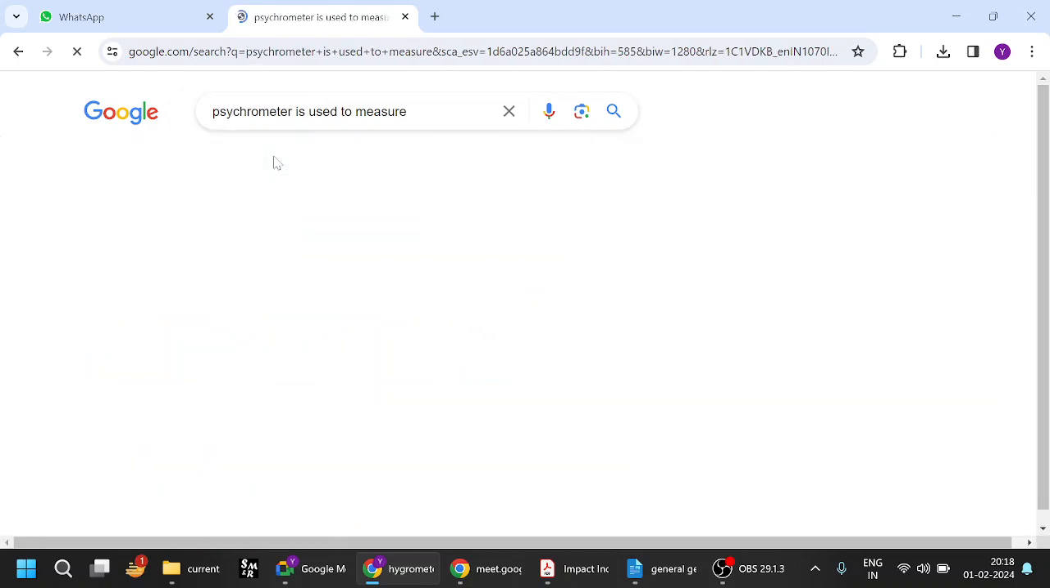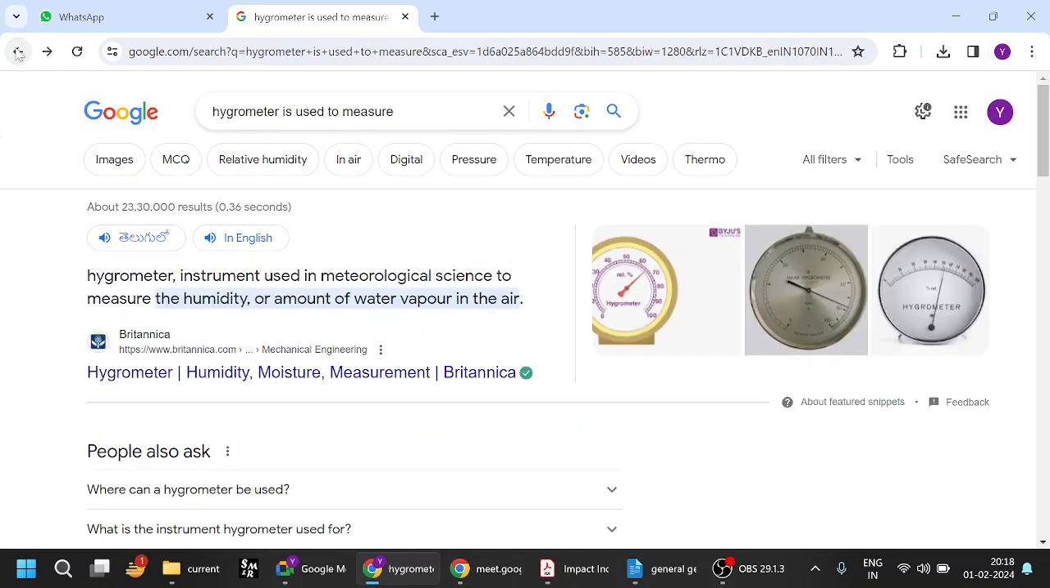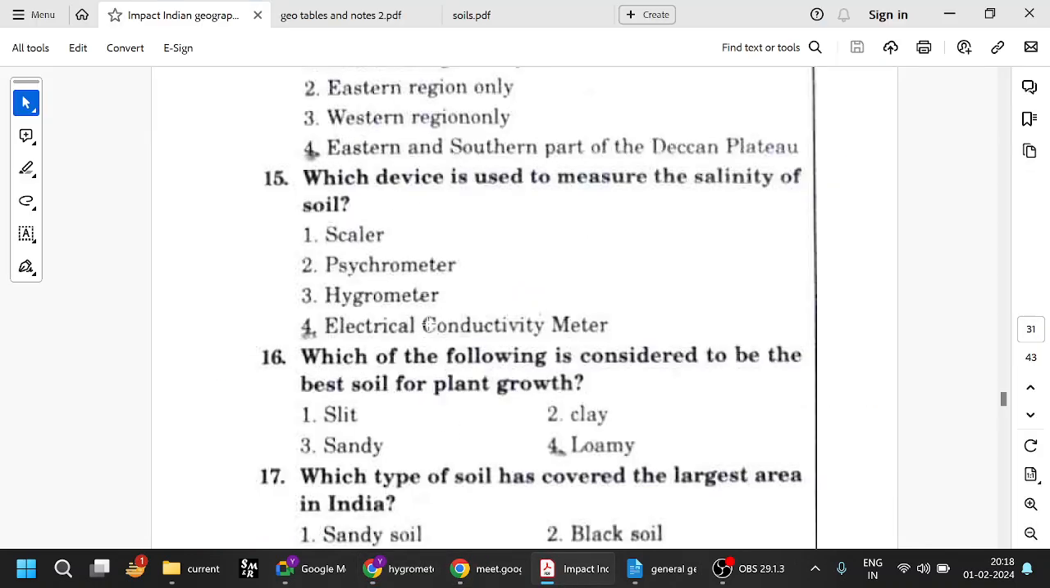Psychrometer is a device for measuring air humidity. It does so by measuring the temperature difference between the wet and dry bulbs. Basically, a psychrometer is for air humidity and a hygrometer is for humidity and the amount of water vapor. And what is the other thing which we've seen? Electrical conductivity meter or salinity meter is for measuring salinity.